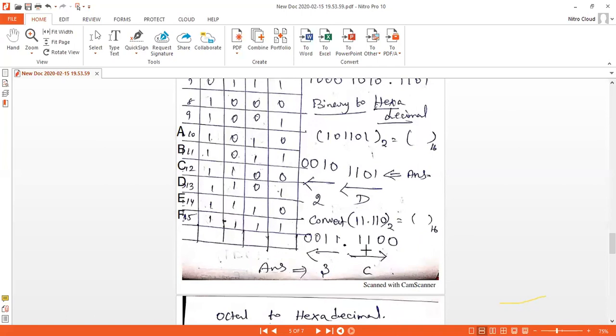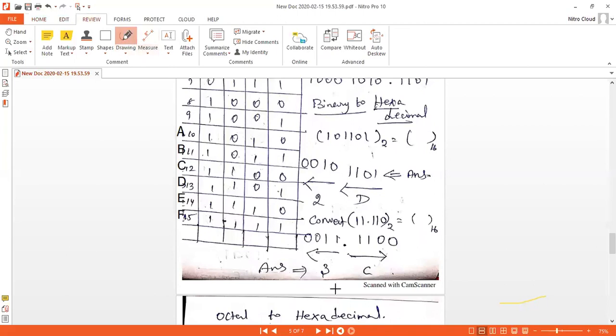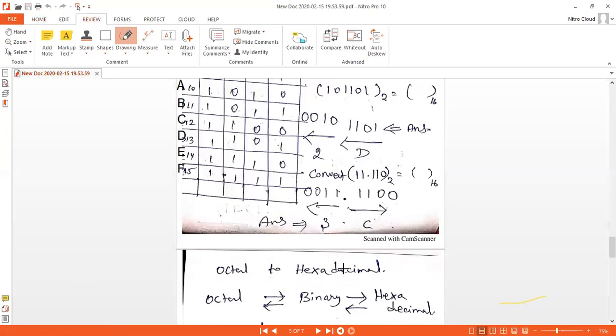Then 1100 is C. As usual, put a dot in between. I forgot to put a dot. You have to put a dot. Clear? If it is clear, type S in the chat box. We'll move to the next model.